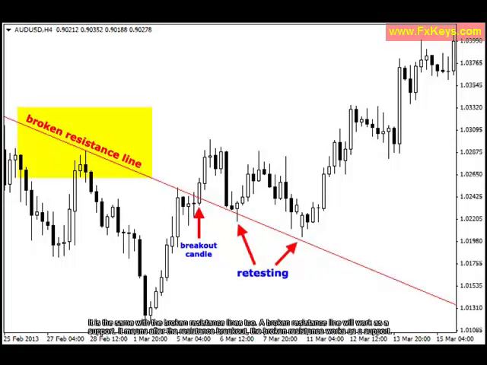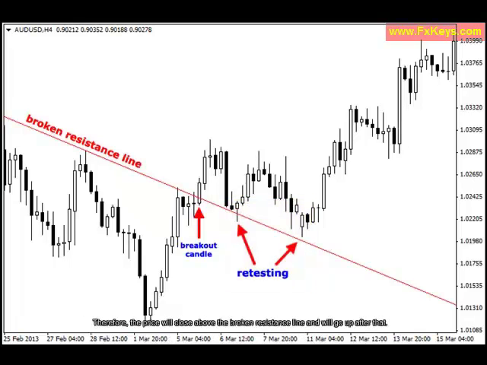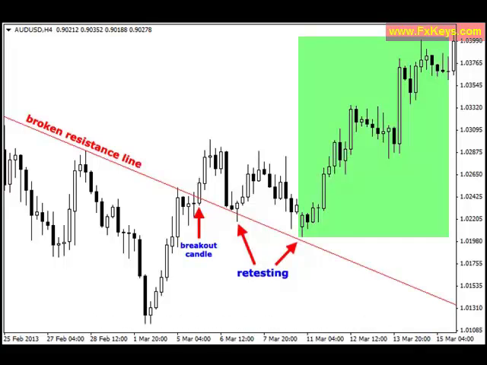It is the same with the broken resistance lines too. A broken resistance line will work as a support. It means after the resistance breakout, the broken resistance works as a support. After the resistance breakout, sometimes the price goes down to retest the broken resistance line. If the broken resistance line works as a strong support, it does not allow the price to go down and break below. Therefore, the price will close above the broken resistance line, and will go up after that.